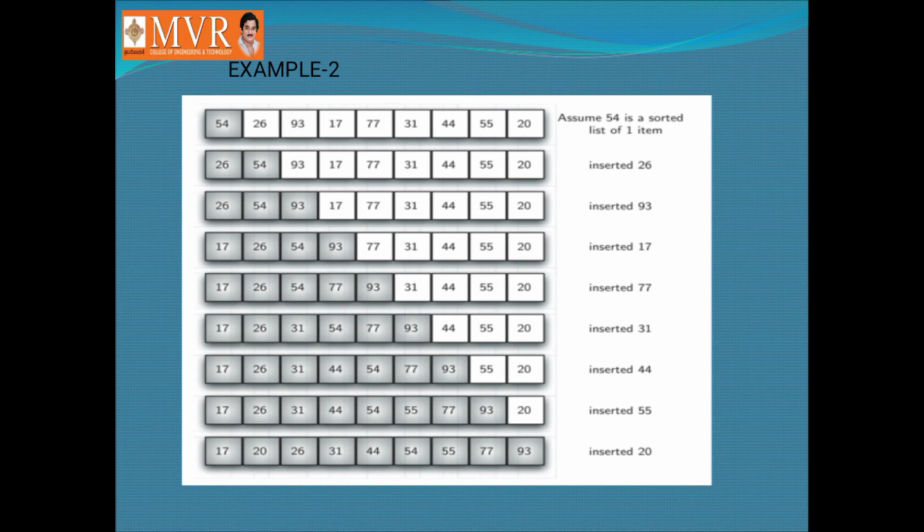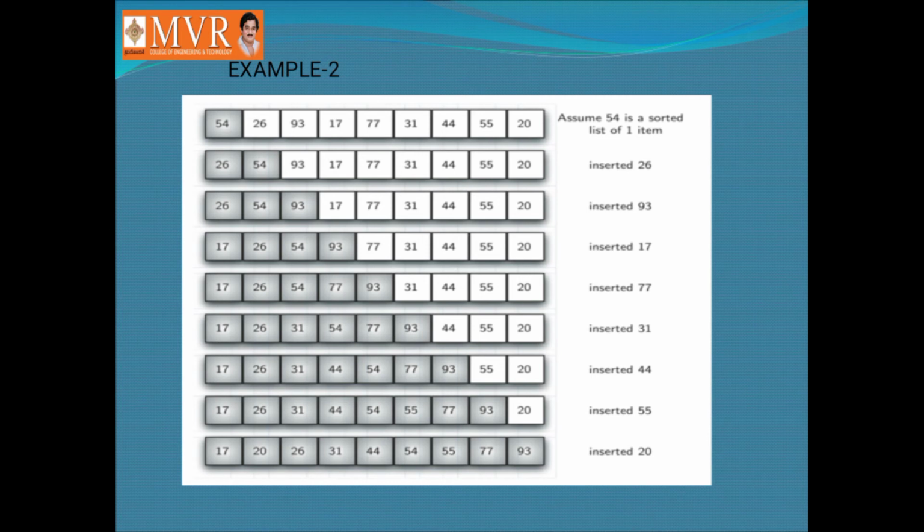In the fourth step, I compare my element 93 with 77. 93 and 77 are compared, and 77 should be in front of 93. So what should I do? I should perform the swapping. After that I check in the left side also whether it should be moved in front or not. So I compare 77 with 54. 54 is smaller than 77. So my 77 place is there only. So I write it like that only.